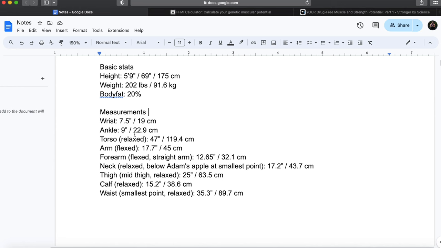So, muscle measurements beneath this, the torso we're doing relaxed. So this is just as far as you can get up into your armpits. Make sure the tape measure is square, so make sure it's not falling down or going up in any diagonal directions or anything. Just make sure it's in a perfect circle around your upper torso in a relaxed state beneath your armpits. Upper arm flexed, flex as hard as you possibly can. Any tenth of an inch counts.